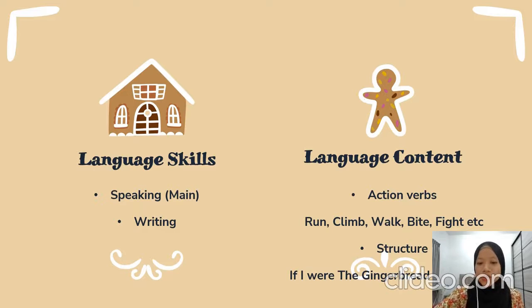So the language content, the main one, as I said in the aim and the main objective, is the verb. They will be action verbs such as run, climb, walk, bite, fight, and these action verbs are very much related to the story, which is about the gingerbread man's actions. And they will also be using a structure: if I were the gingerbread man, I will. All right, so these are the language content that they will be taught or will be using in this particular lesson.